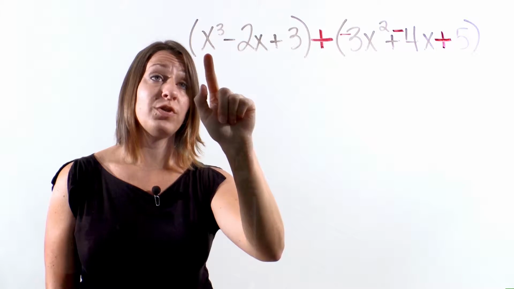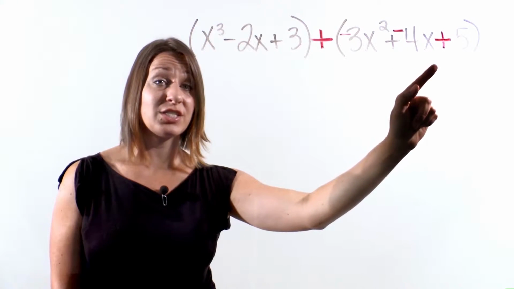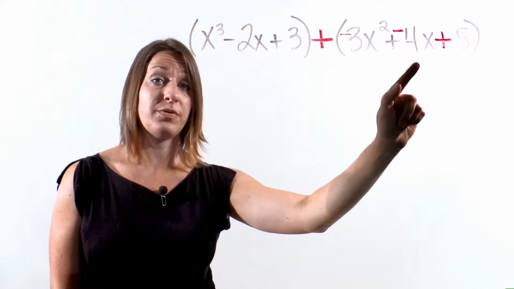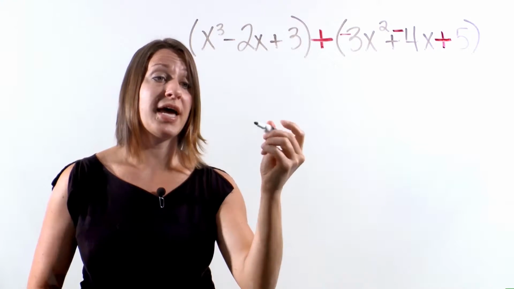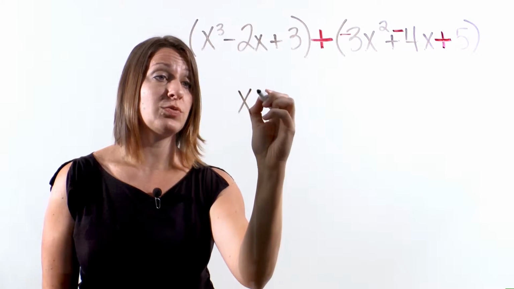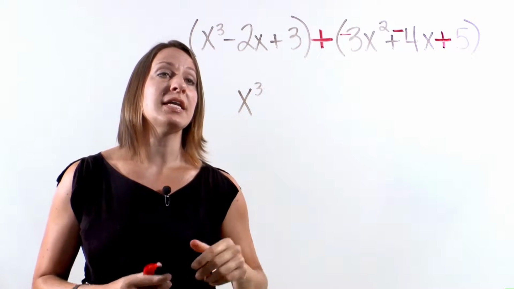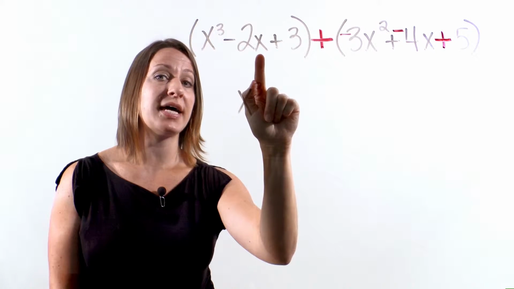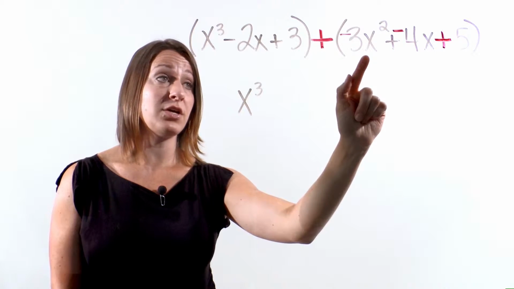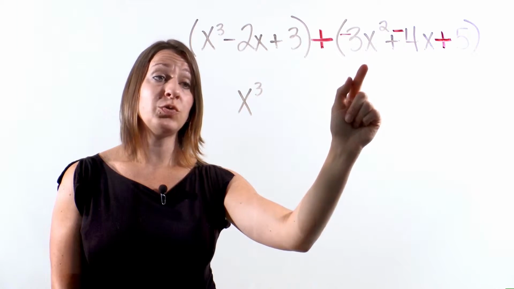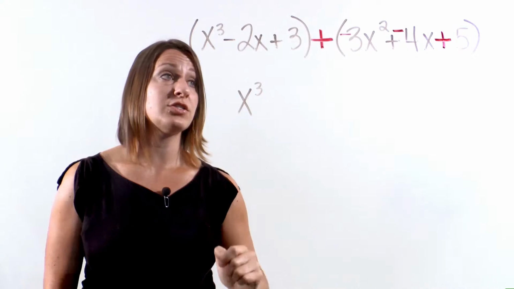This trinomial starts off with a 1x cubed. Now notice that there is not an x cubed in our second trinomial, so it does not have anything to add to. So we are going to go ahead and transfer the x cubed down to our answer line. Next, we have a minus 2x. However, we do have an x squared term here, and if we're following descending order, after the cubed, we need to put the x squared term.